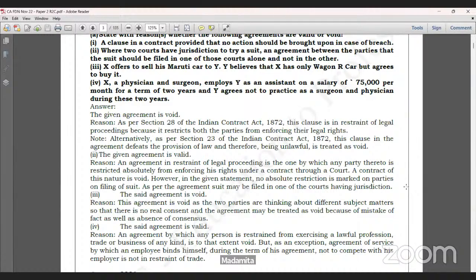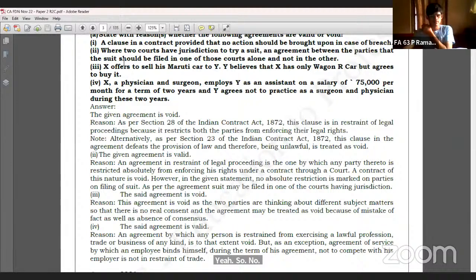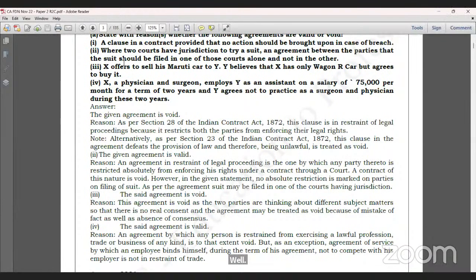Section 20, 21 and 22. What section 20, 21 and 22? So you'll have to write as per sections 20, 21 and 22, bilateral mistakes are null and void. Understood?